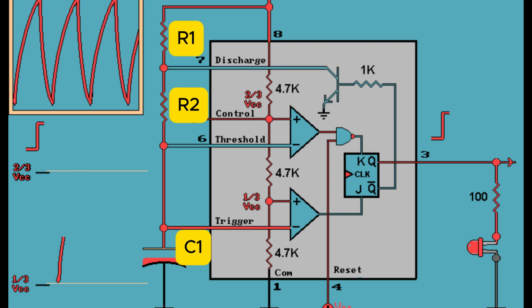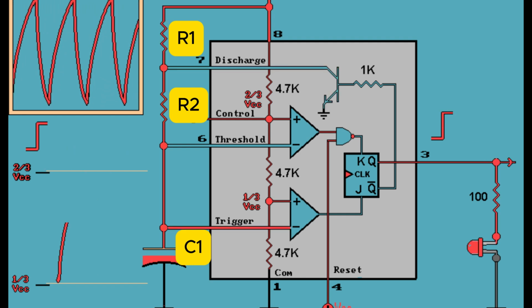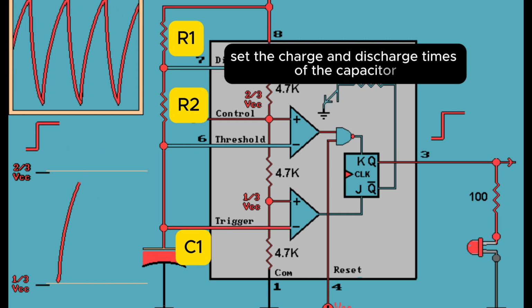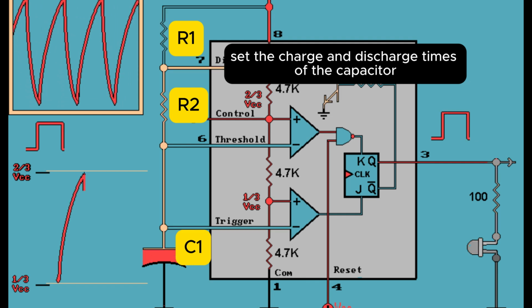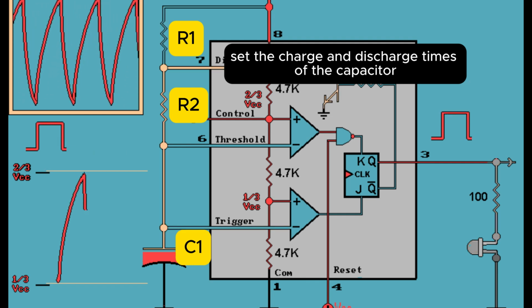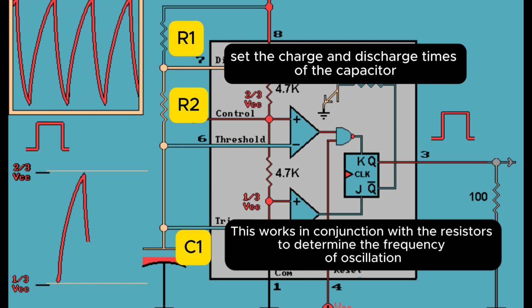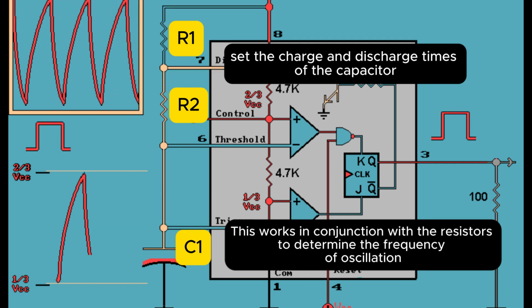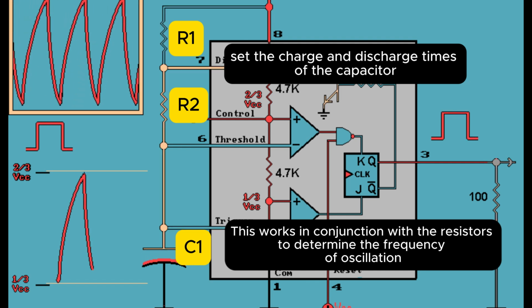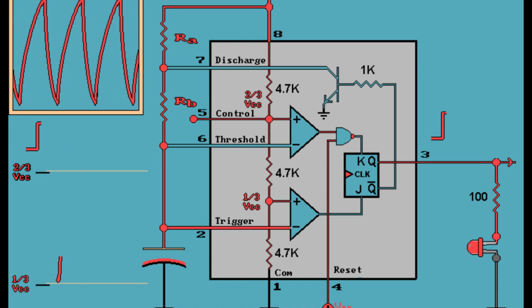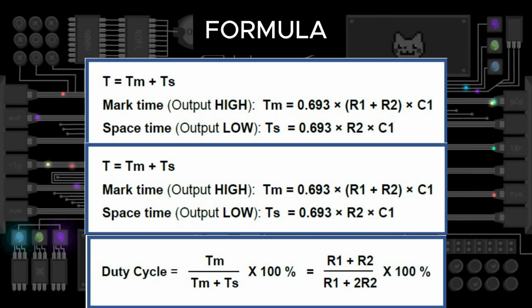There are three components involved. First, resistor 1 and resistor 2. These resistors set the charge and discharge times of the capacitor. Second is the capacitor. This works in conjunction with the resistors to determine the frequency of oscillation. The frequency can be calculated using the formula.